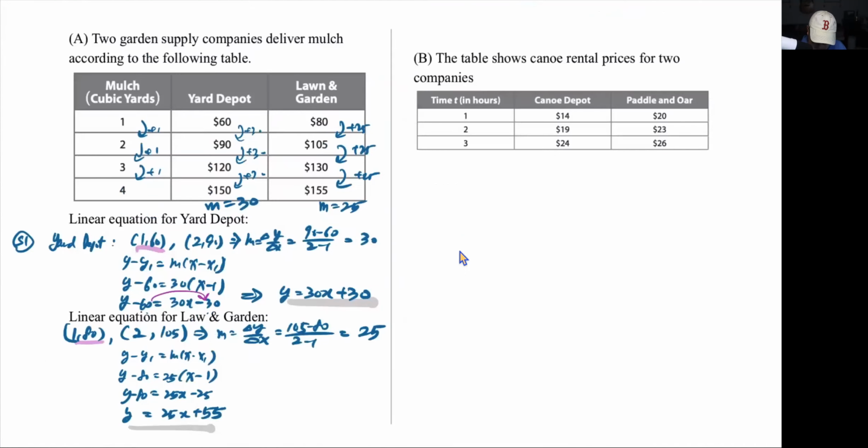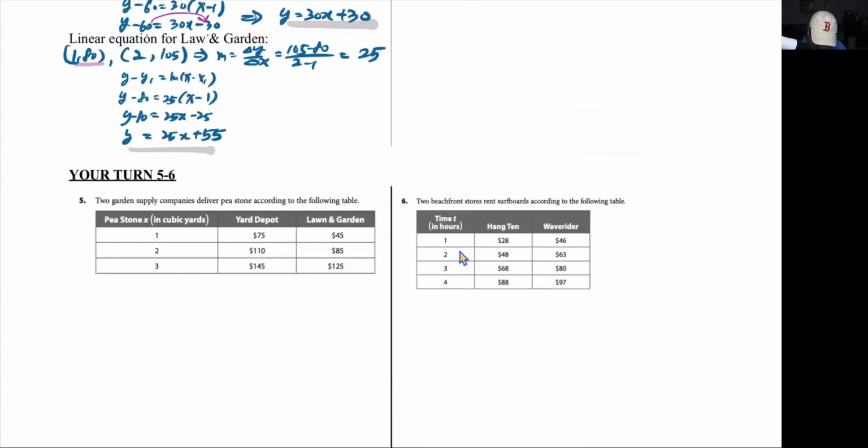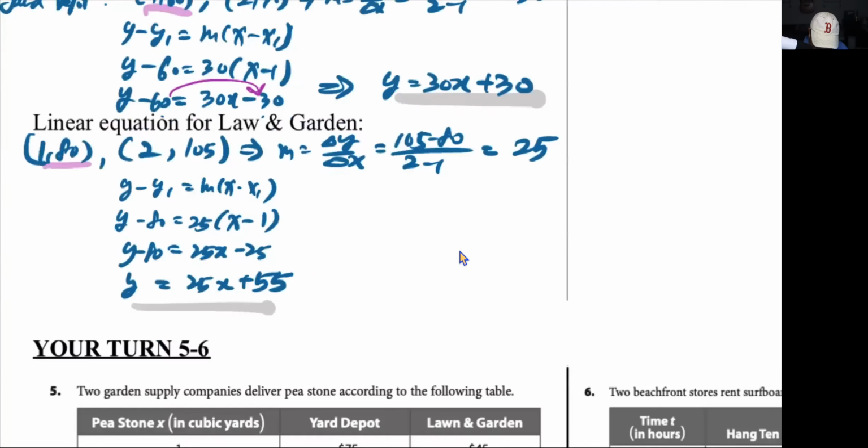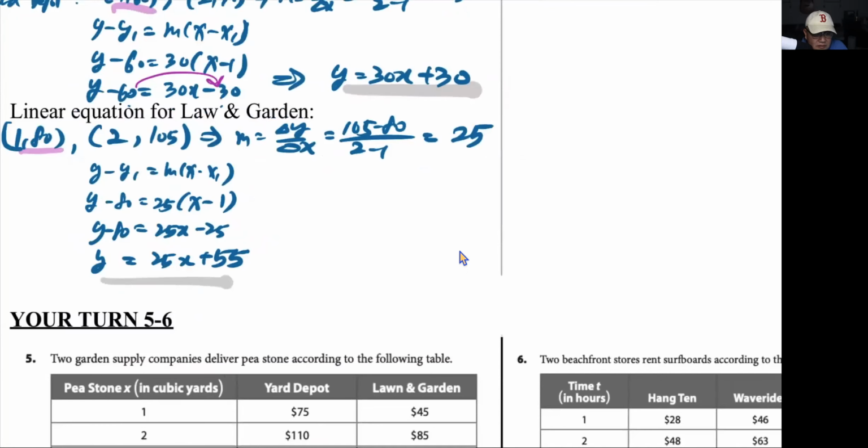Oh, geez. I actually don't have enough space here. All right, let me try to squeeze it in here a little bit. I think we could do it, right?